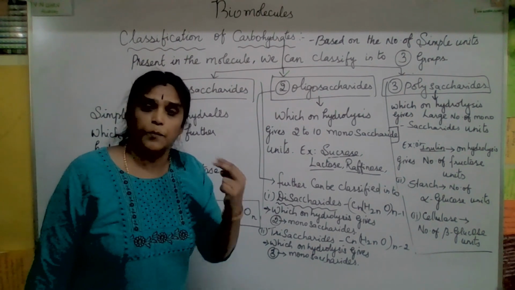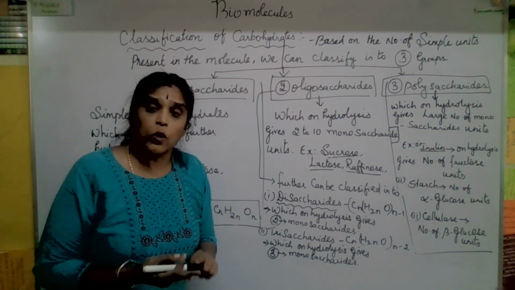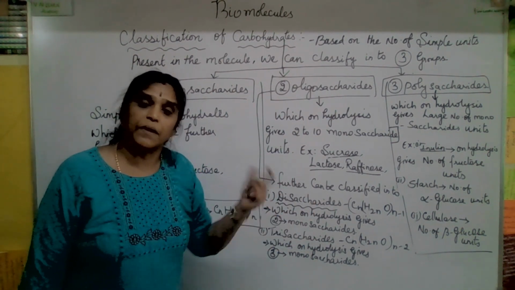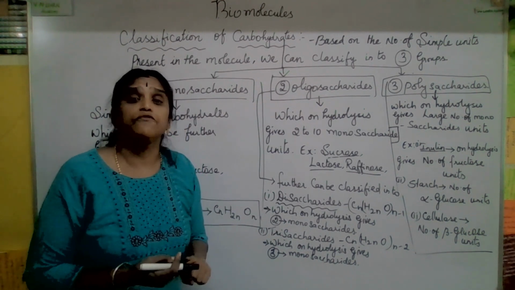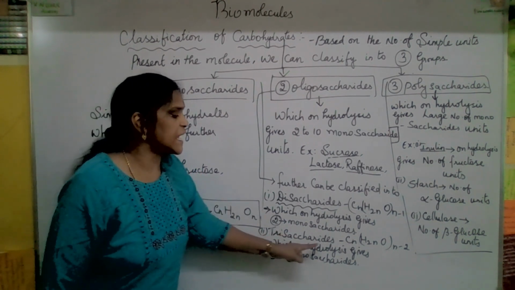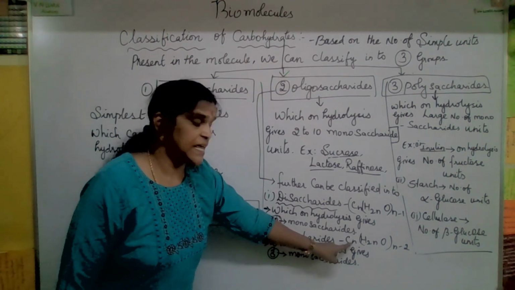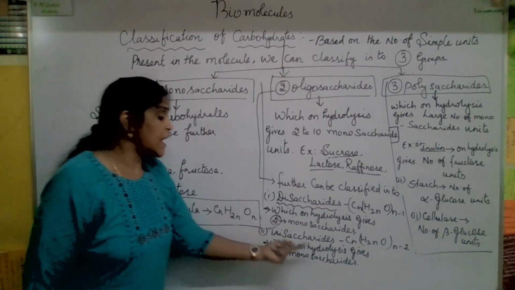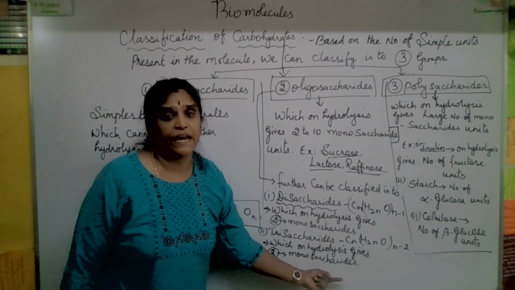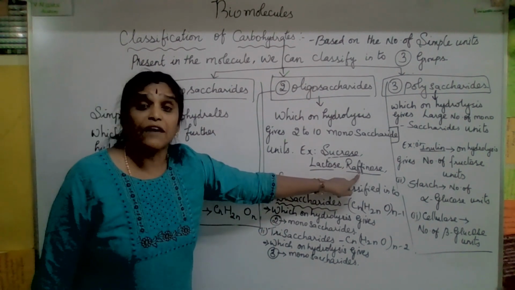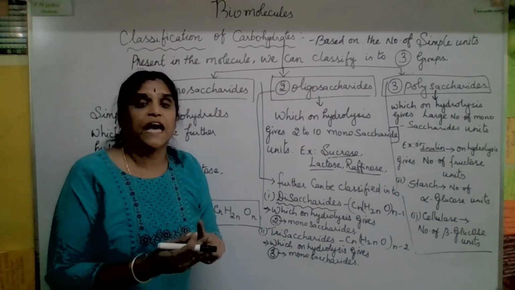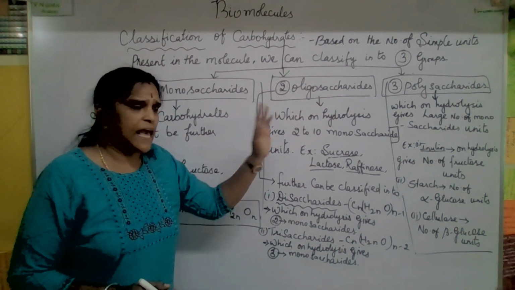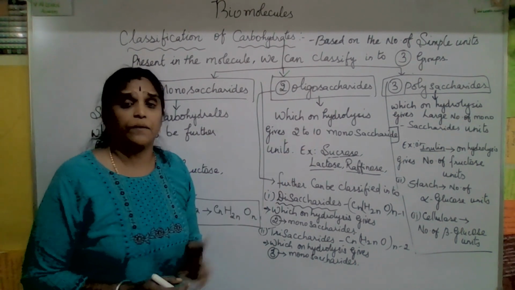What are the products of hydrolysis? Glucose and fructose. Lactose is a disaccharide. What are the products after hydrolysis? Galactose and glucose. Next one, trisaccharide. The general formula is CnH2nOn-2, which on hydrolysis gives 3 monosaccharides. The example is raffinose, giving galactose, glucose and fructose. These all come under oligosaccharide.